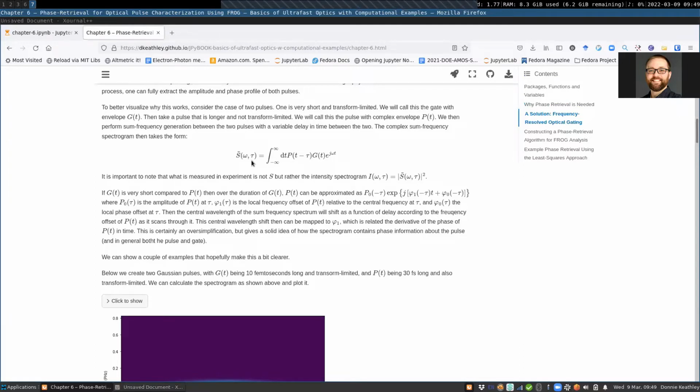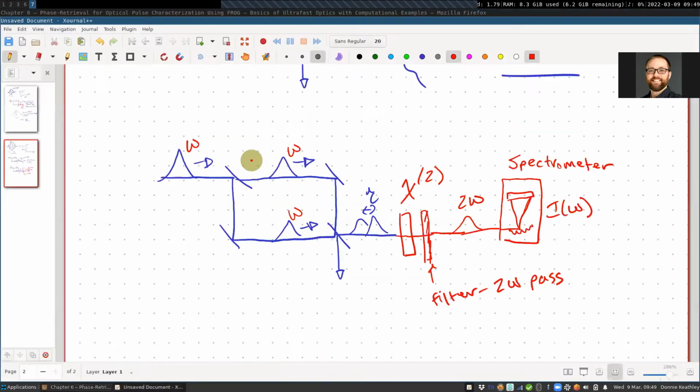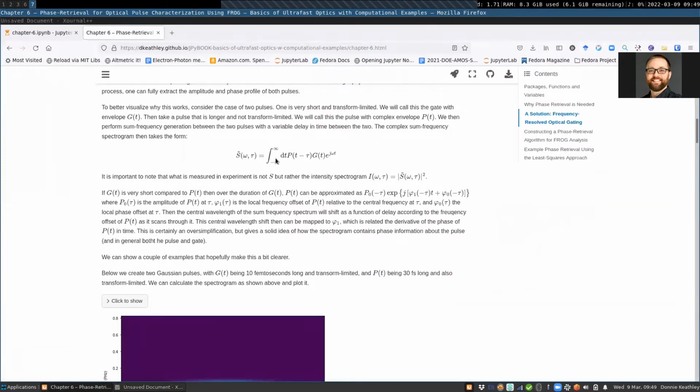So we have this delay parameter we can shift in when we change the delay between these two pulses. We could do that by lengthening one of these arms just a little bit. I didn't show it here. But you get the picture that if I change the delay between the two, then I will shift one of the pulses with respect to the other.